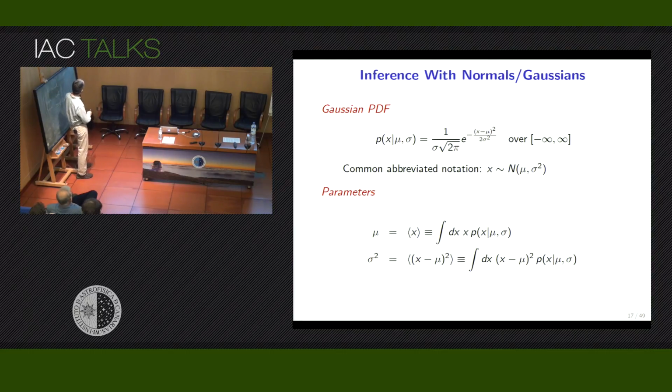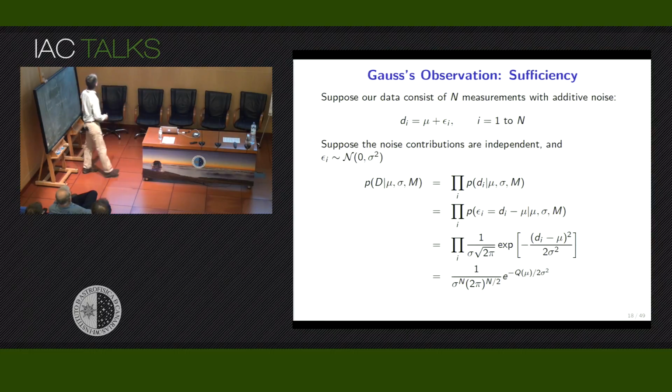Just a reminder of the parameters: mu is the moment, the integral of x times p of x, and the variance is the second moment of the difference between x and its mean value. All right, so suppose we have some data d. Each measurement d sub i is the mean value, like the magnitude of a star, plus some additive noise. We're going to suppose the noise contributions are independent, each distributed like the normal distribution with mean 0 and some variance sigma squared.